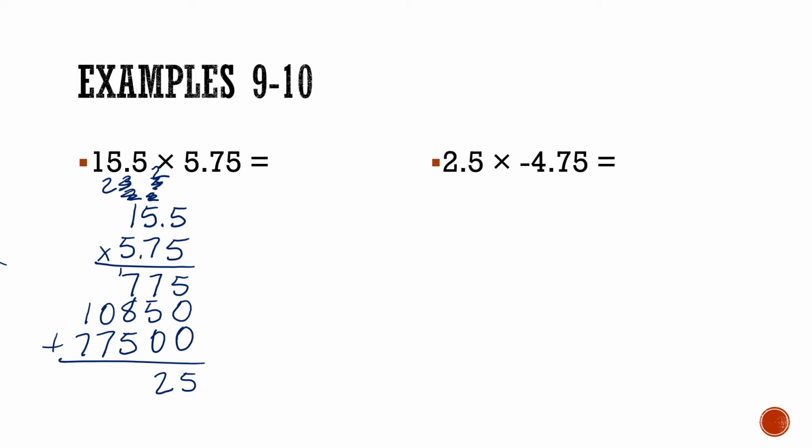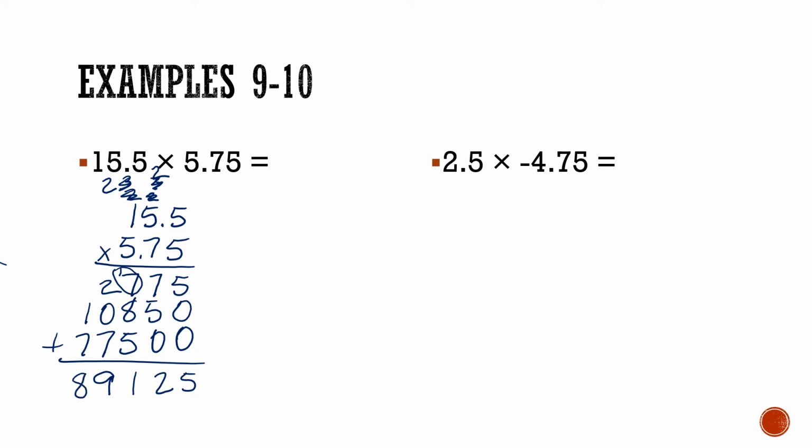Okay, so that 7 and 1 here make 8. Plus 8 is 16. 16 plus 5 make 21. So 1 and carry a 2. 7 and 2 make 9. And 7 and 1 is 8.